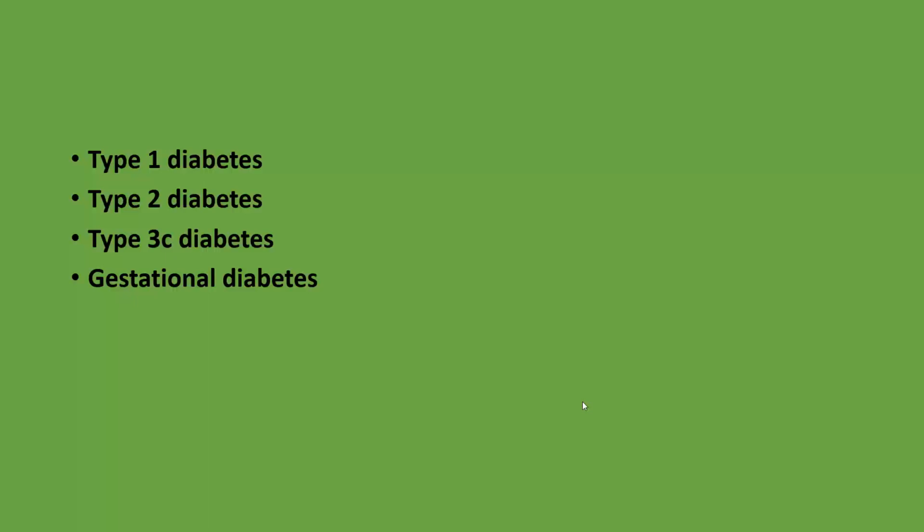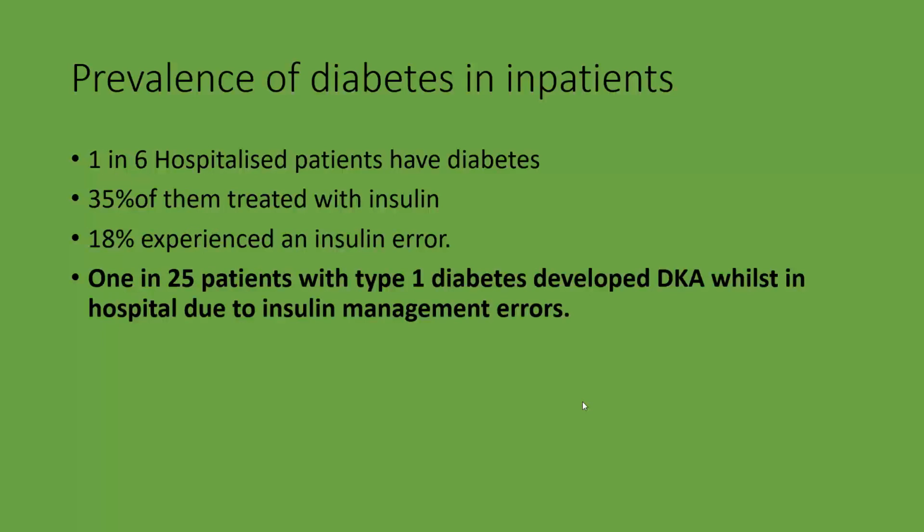If you look at the prevalence of diabetes in inpatients, 1 in 6 hospitalized patients have diabetes. So 1 in 6 in the hospital would have diabetes, and 35% of them will be on insulin. And 18% would have experienced some sort of prescribing error of insulin. So that's very, very high.